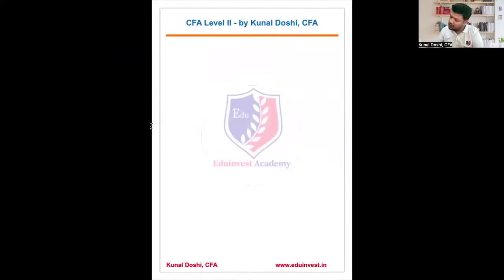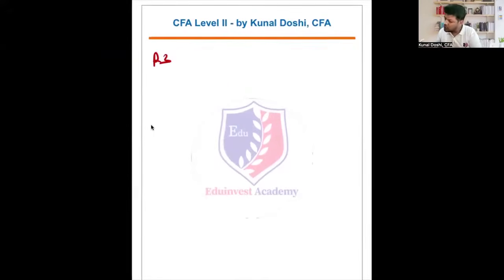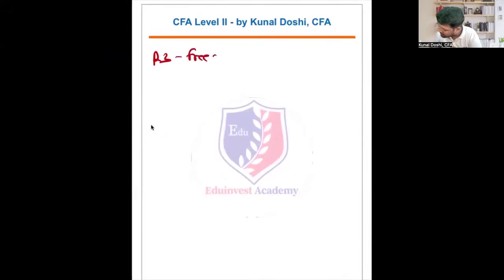Correct? Now we'll move to the third reading, which is so important. If you ask me which reading the majority of the questions are going to be asked from, we are going to get most of the questions from the reading of free cash flow. Free cash flow is something that you had very little of in level one, but in level two, and in real life also, you're going to value all the companies using the free cash flow approach, right? So reading three, free cash flow valuation.